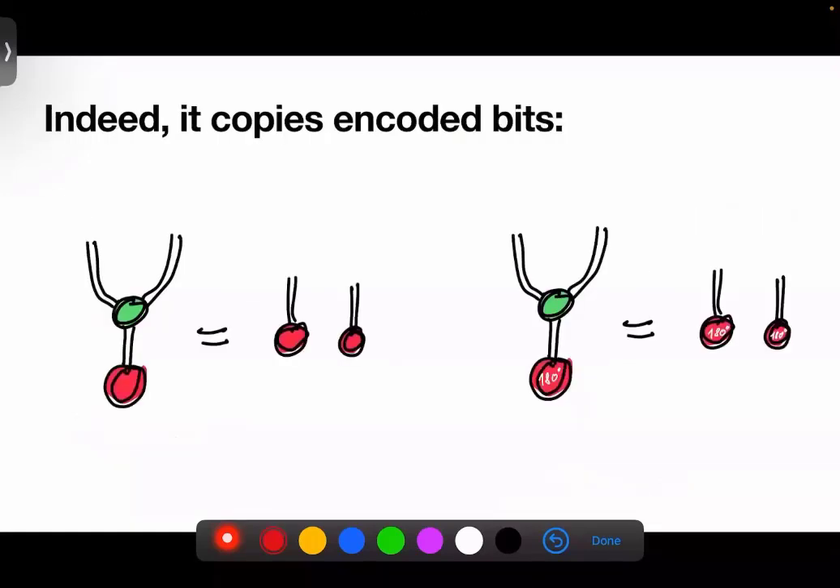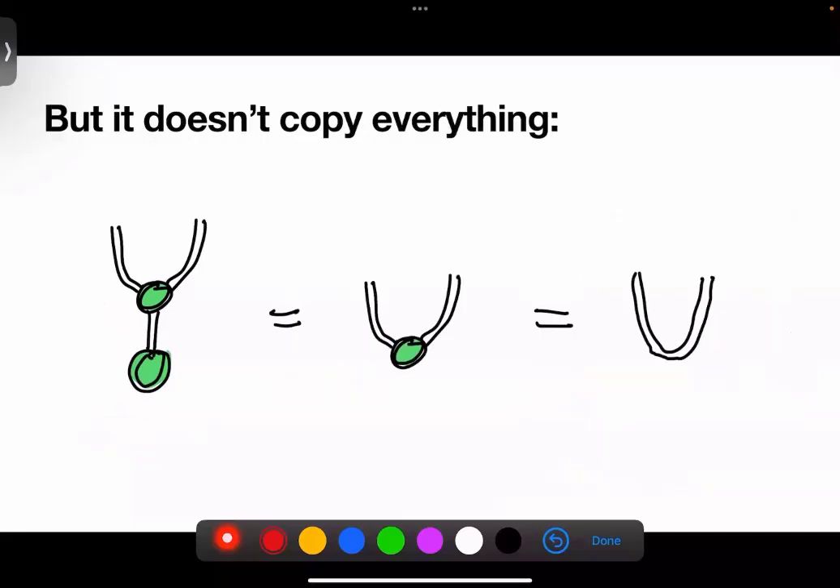Well, indeed, it does copy encoded bits. So remember, this is kind of cat 1, and this 0 corresponds to cat 0. So in this case, this copies cat 0, and then this one copies cat 1. Right? This is fine. However, this spider cannot copy an arbitrary quantum state. This is important.